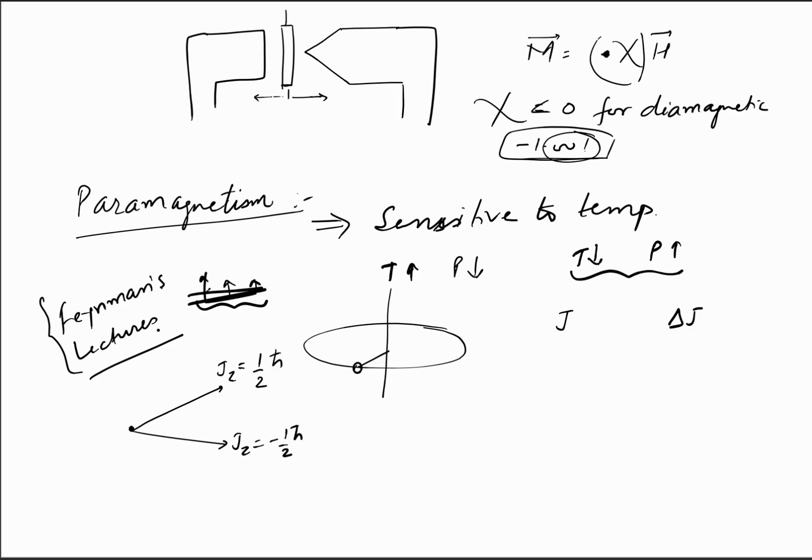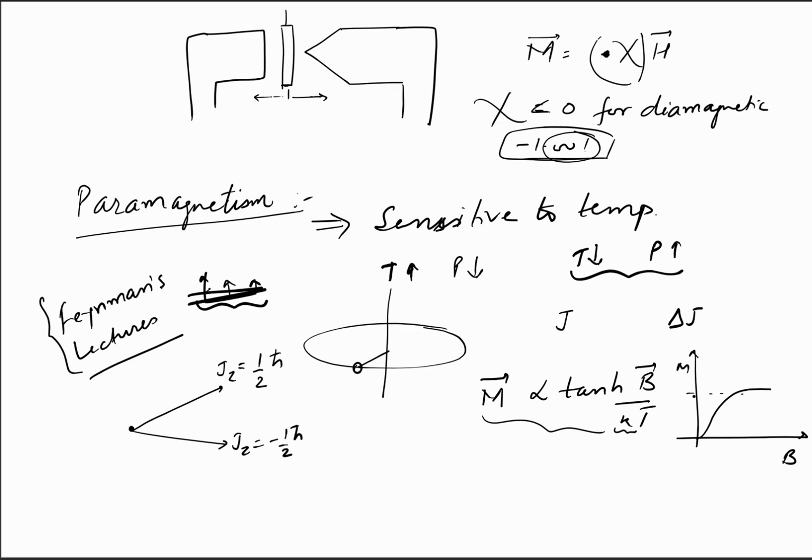Now it can be proved that in paramagnetic materials, the magnetization is proportional to tanh(B/kT), where k is the Boltzmann's constant. So if I plot this, we will find this kind of curve. You see, in paramagnetism also this saturation occurs, but we are not able to see the saturation because at normal temperature it is not easily seen.